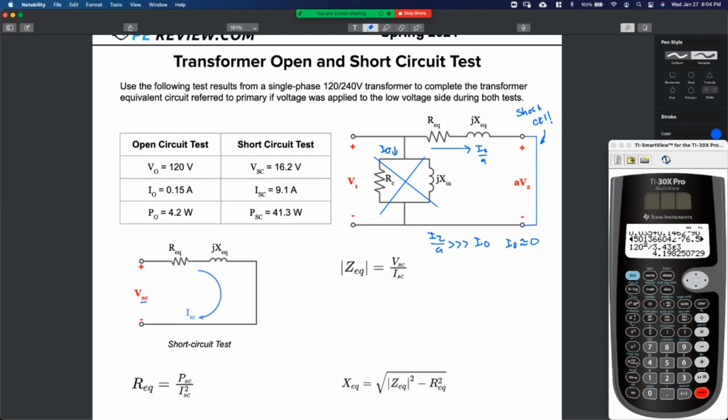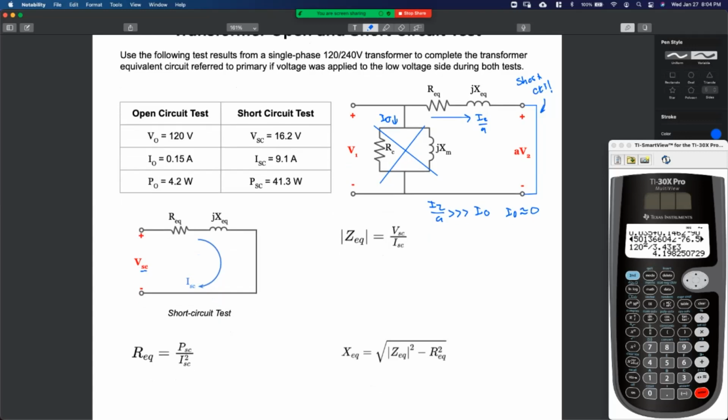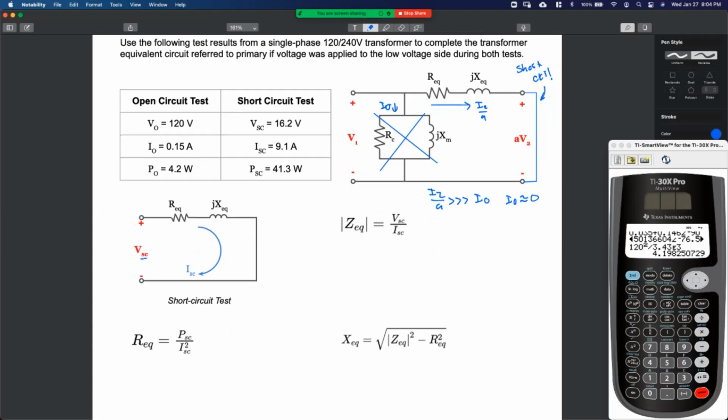Why do you typically apply a really small voltage when you do the short circuit test? Or how about this: what would happen if you applied normal voltage during the short circuit test? Would you want to stand next to that transformer? No way. Yeah, you cook, right? You let the magic smoke out. So you only put a little bit of voltage.